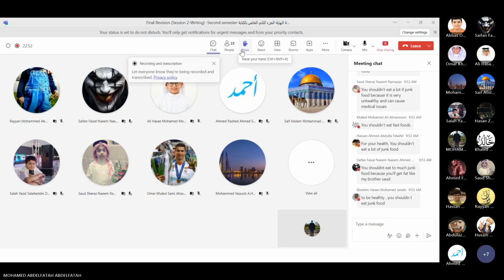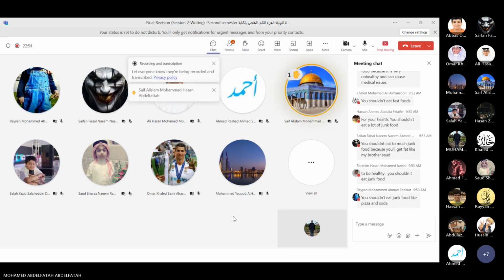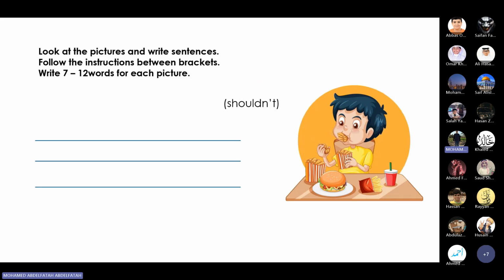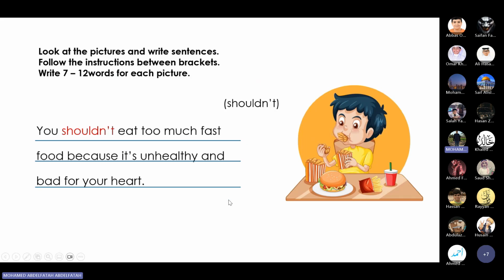So, if we have Ali Hassan, can you help us read the model answer for this picture? Yes, teacher. Go ahead, Ali. You shouldn't eat too much fast food because it's unhealthy and bad for your heart. Wonderful. Bravo, Ali, and thank you.